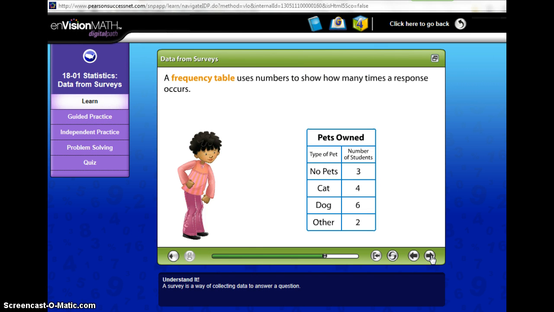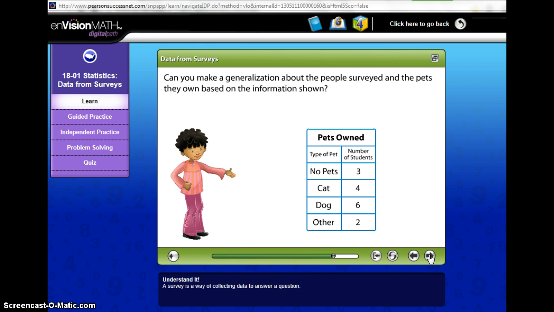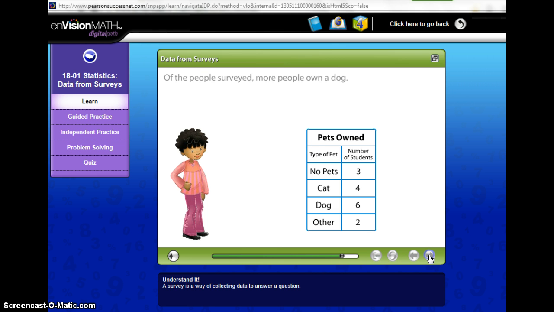So a frequency table takes that information from our line plot and it counts up how many times each response happened. Can you make generalizations about the people surveyed and the pets that they own based on this information? Sure. So out of the people surveyed, we can tell that more people owned a dog than any other pet.